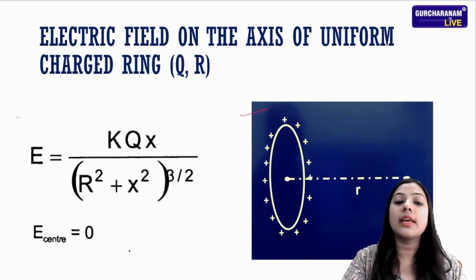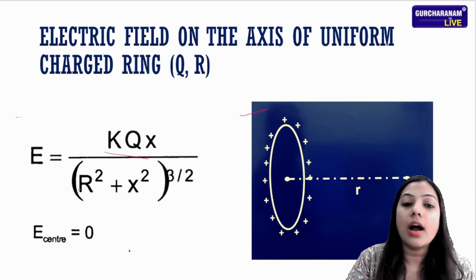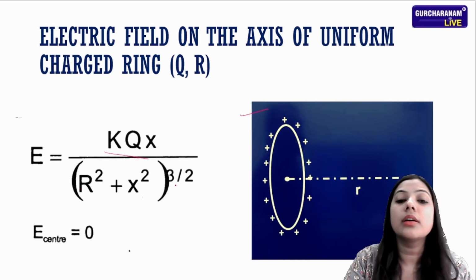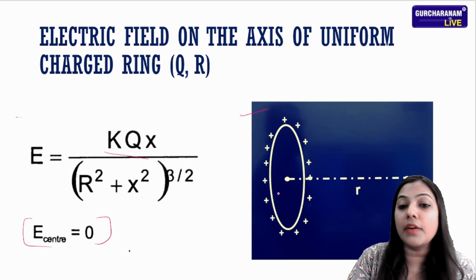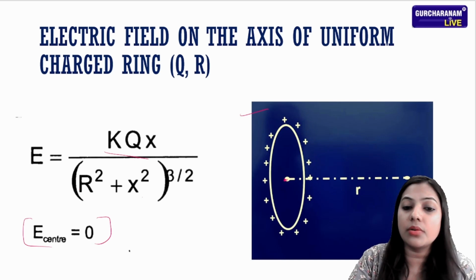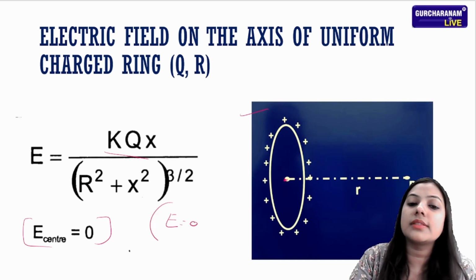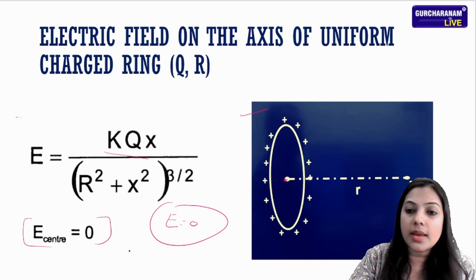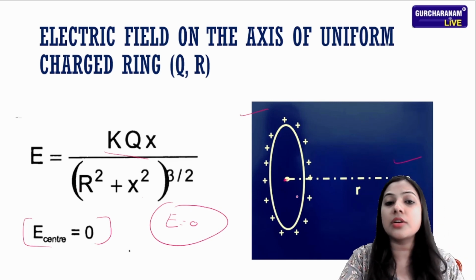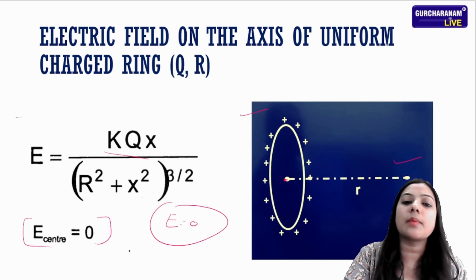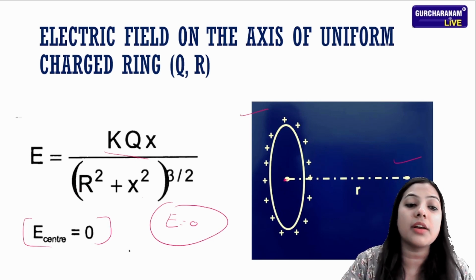What is the formula? kqx upon (r square plus x square) to the power 3 by 2. And we also have to know that the electric field at the center of the ring is 0. This formula is for a uniformly positively charged ring, with point P at distance x on its axis. If we want to find the electric field at point P due to this positive charge ring, it is kqx upon (r square plus x square) to the power 3 by 2.